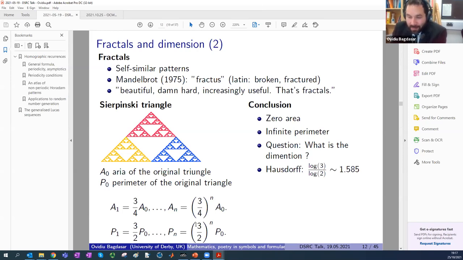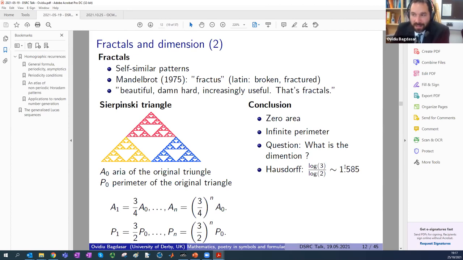And yes, the dimension is somewhere. It is not one because it has infinite perimeter. It's not two because it has zero area. So it's somewhere between one and two. But in order to give a number, you have to develop a theory. And if you look deeper into this, the Hausdorff dimension of this object is 1.585. So this is log 3 over log 2.